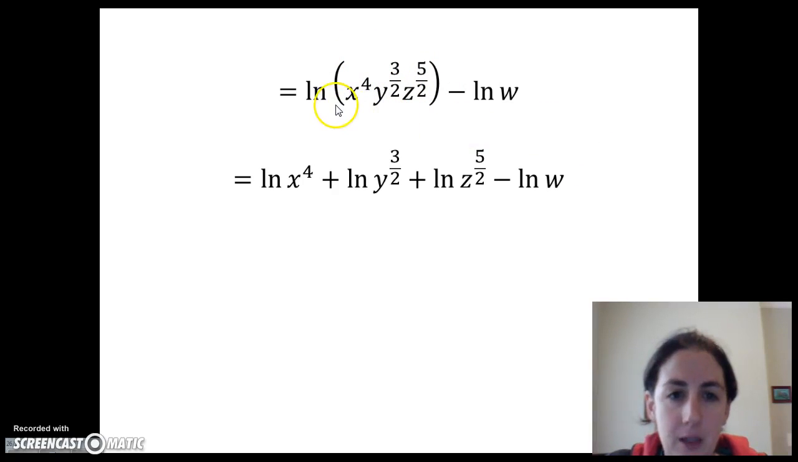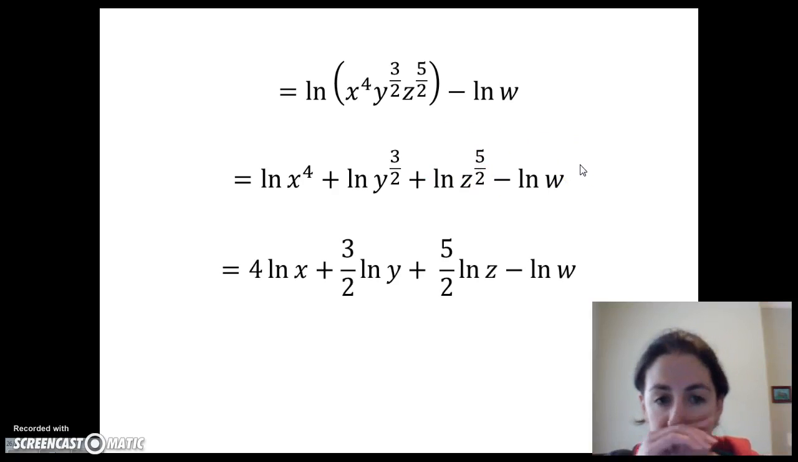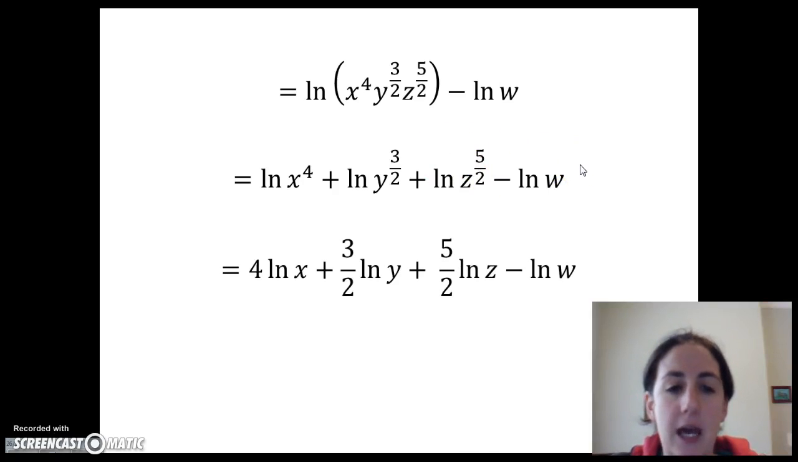So we can break it up into the natural log of the first plus the natural log of the second plus the natural log of the third. And then we take that natural log of w being subtracted at the end. Now take a look. What you're taking the logarithm of is being raised to a power. You can bring those exponents out front. And so the full expanded version of this logarithm is 4 times the natural log of x plus 3/2 the natural log of y plus 5/2 the natural log of z minus the natural log of w.